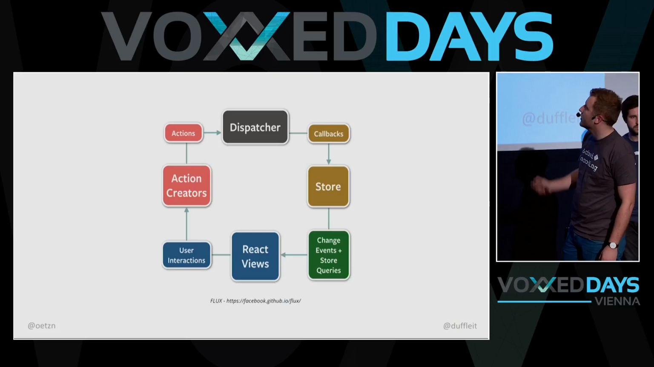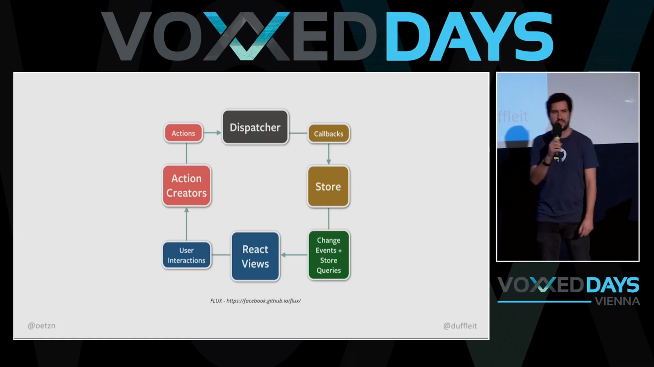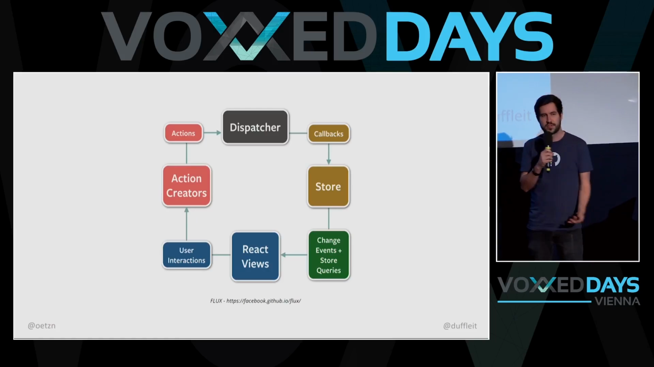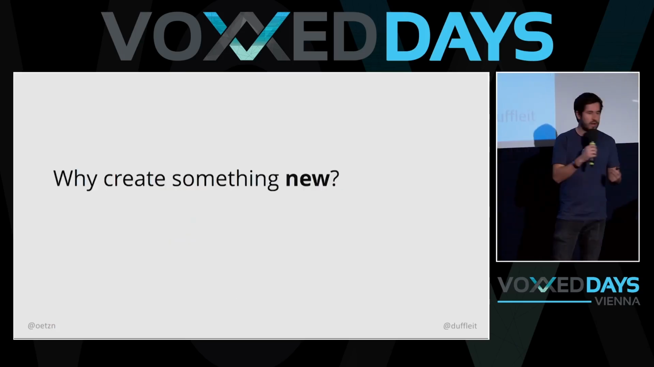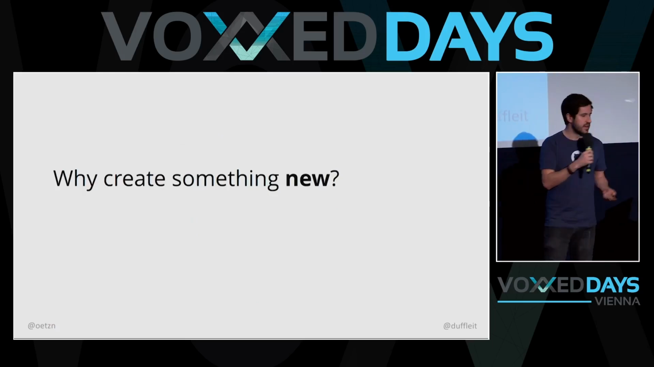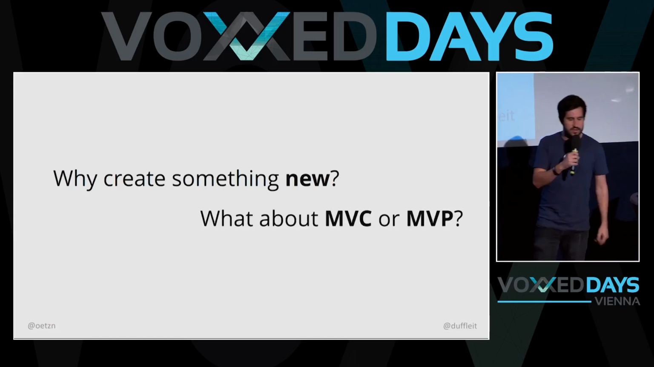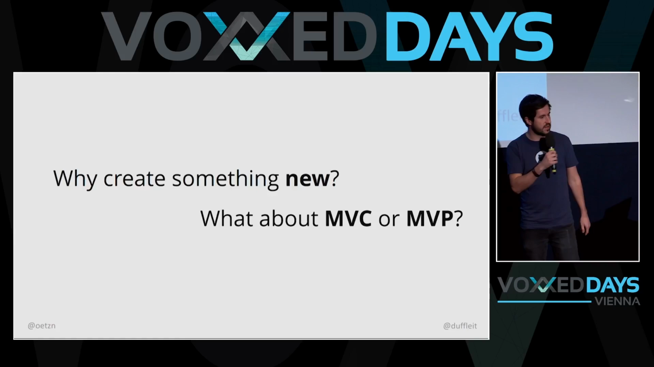So if you're not familiar with Redux, these are some terms that are kind of weird because you never heard of action creators or anything. So in our opinion, a very important question to ask always when you're faced with new technology is why create something new? What's the benefit of creating something new? What does it do better than existing technologies? And so what about existing patterns like MVC or MVP? Why weren't they suitable for managing application state at Facebook? And there's an interesting answer to this question.